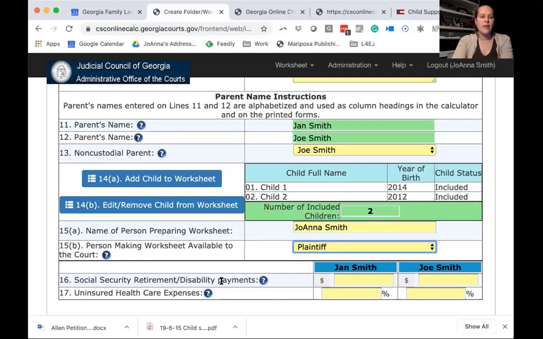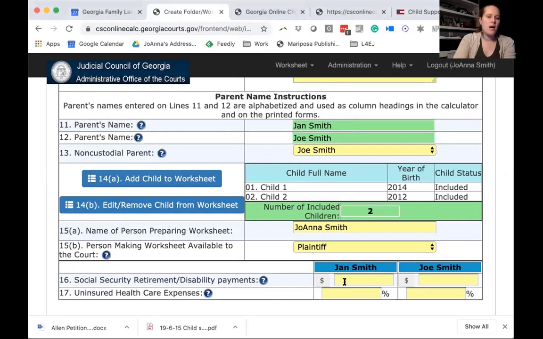Social Security, retirement, disability payments. If you forget what these are, this will help you here. These are payments that are made to a child who has a disability. So it's essentially like SSDI payments. These are not SSI payments. So if it comes up, then you're really going to want to ask Annie or somebody to help with this, or ask somebody who knows. It doesn't come up that often, but it does come up.